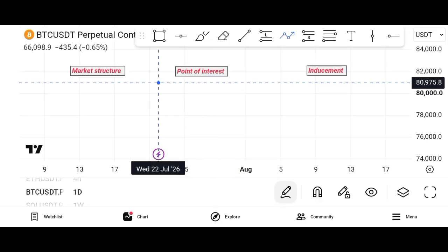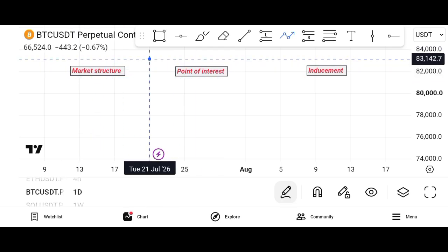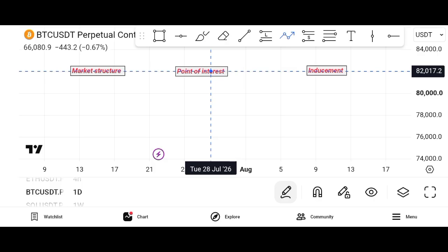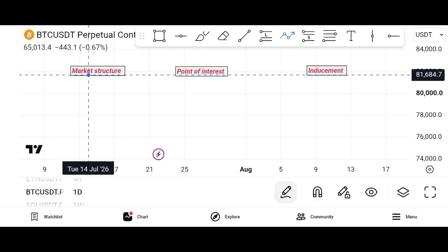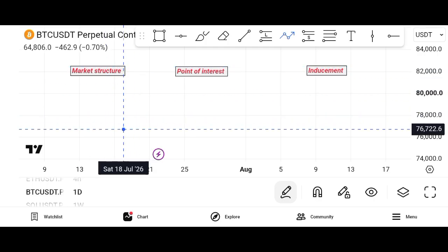Now, to fully understand the concept, we want to start with the three criteria that make up the strategy, which is market structure, point of interest, and inducement. So I'm going to be doing a rough sketch before we go to the chart here. When we talk about market structure, we're talking about how the flow of the market moves. This is general knowledge, whether you're on the daily time frame, the 1 minute time frame, or the 5 minute time frame, whatever time frame you are on. It's the way the market flows on any time frame.